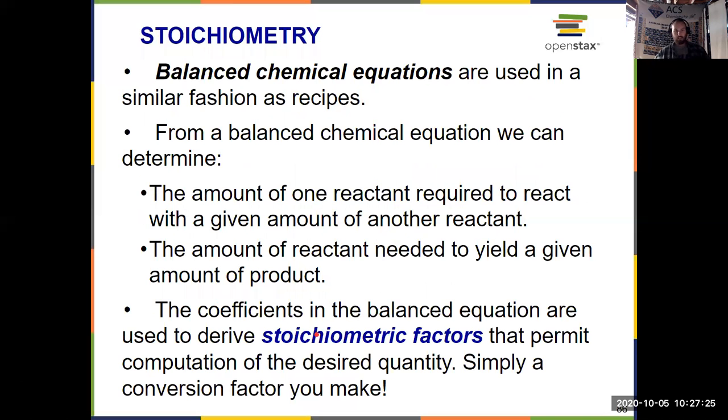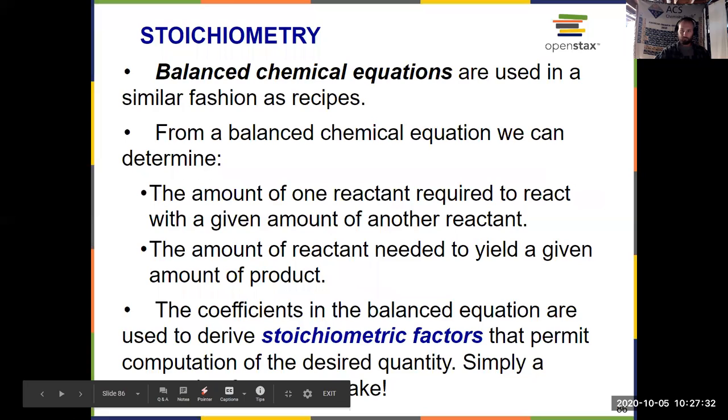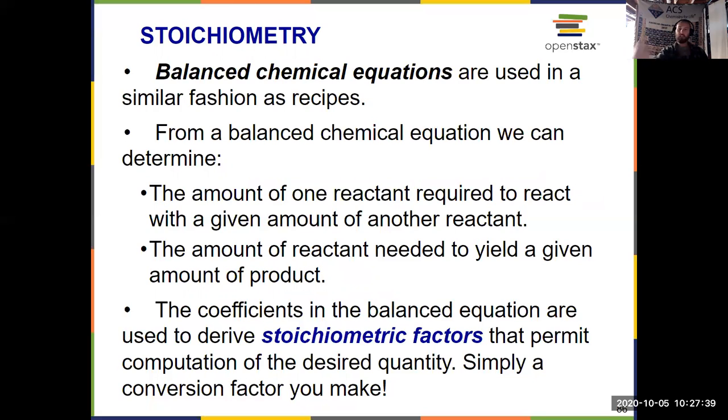We're using a balanced chemical equation just like we would use a recipe, because from that balanced chemical equation, it gives us really valuable information, right? How much of one reactant we need to react with another reactant, or how much reactant is necessary to make a certain amount of product, keeping in mind what these coefficients represent. Okay, it's good to do with molecules, it's good to do with moles. You can use those units as well, right?